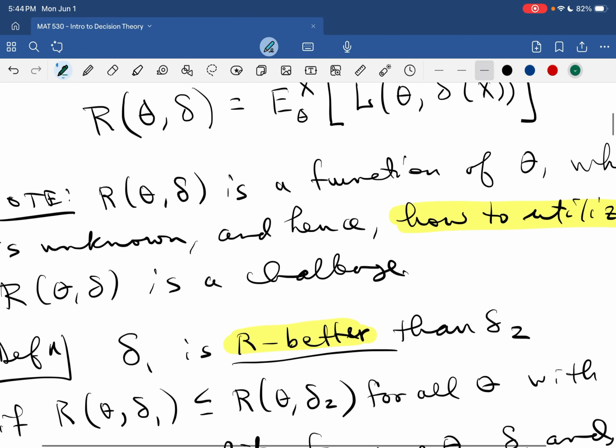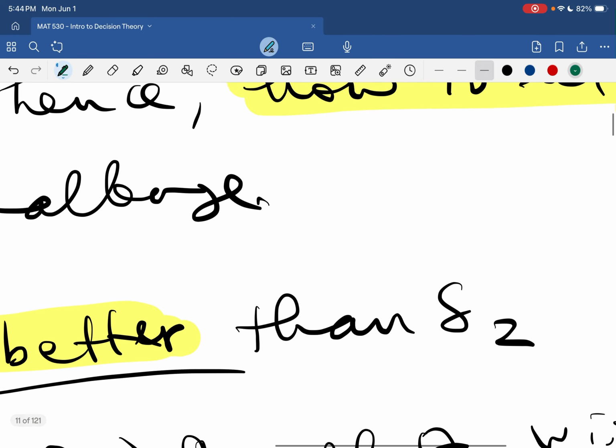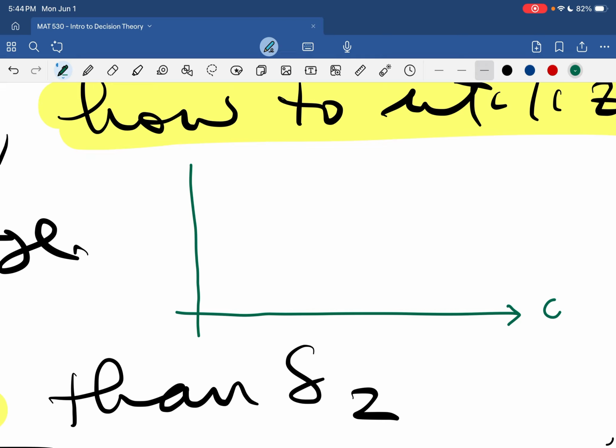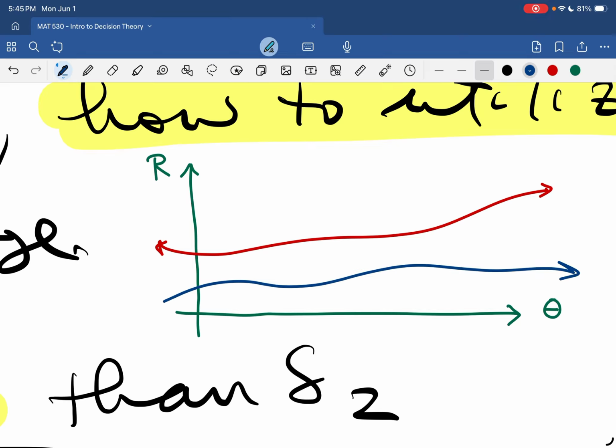So the idea is, let me get a little space here to work with. Before we look at the next definition, I just want to hopefully help you to understand the idea here. So we've got theta, it is our input. We can think about that as our independent variable, and risk is the output. And so one risk function might look something like this, and a second risk function might look like this for two different decision rules.